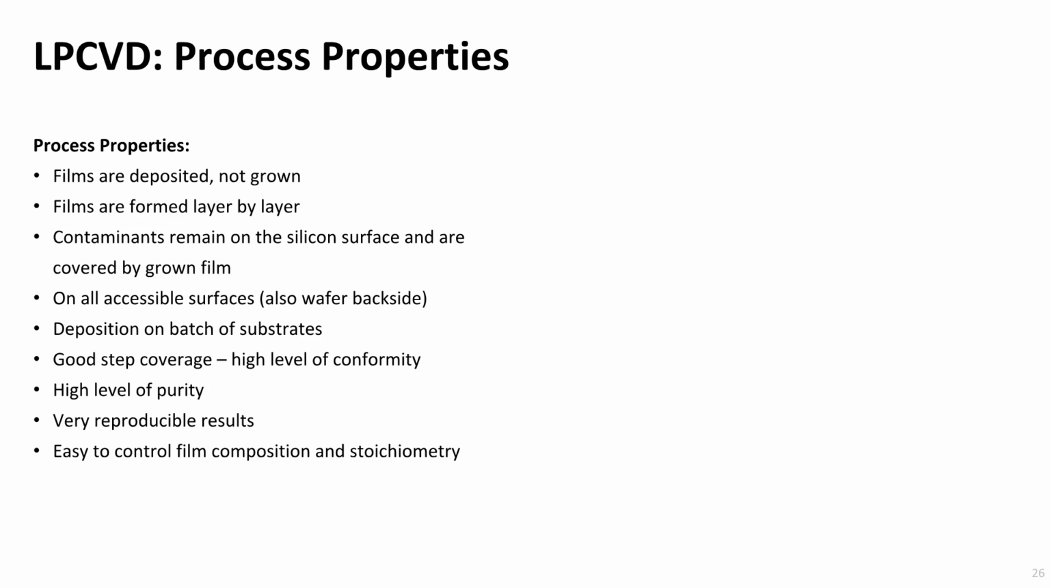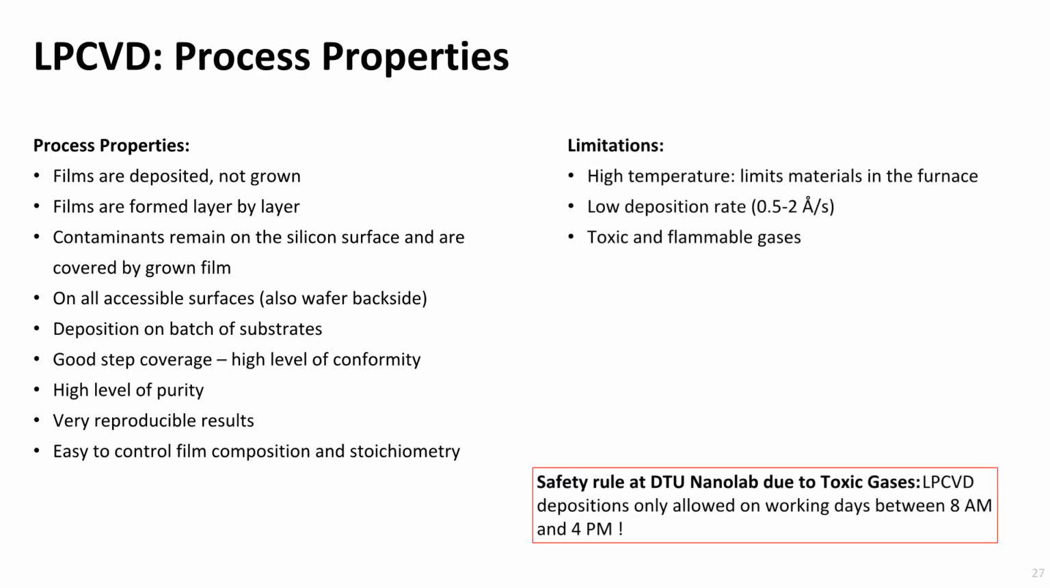Same as in other furnace processes, the deposition happens on all accessible surfaces including the wafer front and back side. Several wafers can be coated in a batch process with uniform thickness and good step coverage of structured areas. The LPCVD process commonly offers very high reproducibility and easy control of film composition and stoichiometry. But the process also has some drawbacks. With 550 to 850 degrees, it operates at high temperatures, which together with often toxic and/or flammable gases is not a safe combination.